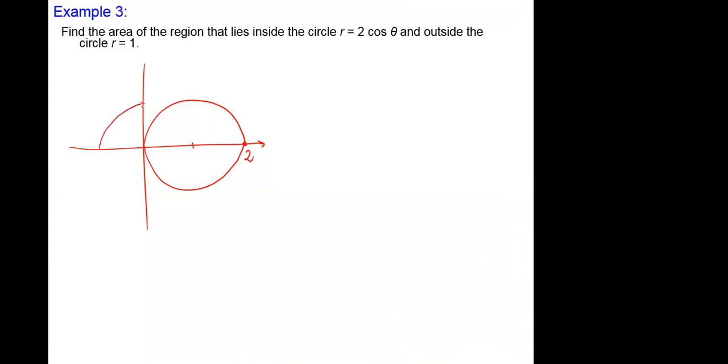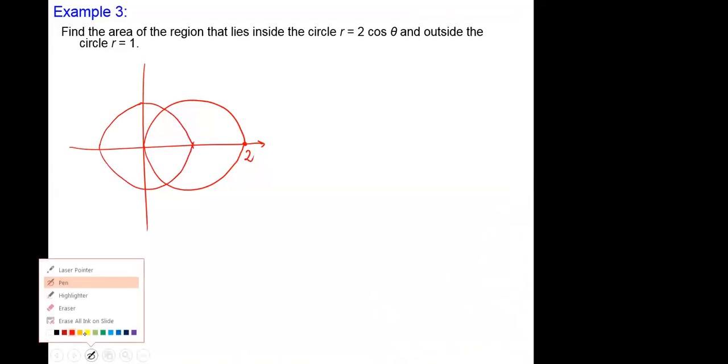Okay, that means I will draw it. 2 cosine theta, we remember, is a circle in the first quadrant and the fourth one, because cosine is positive and the diameter will be 2. This one is 1 with the center 0, 0. And let's check. Inside cosine and outside, that means it is that part.